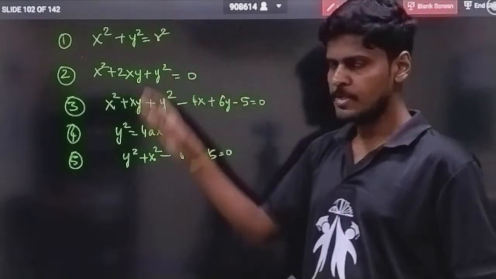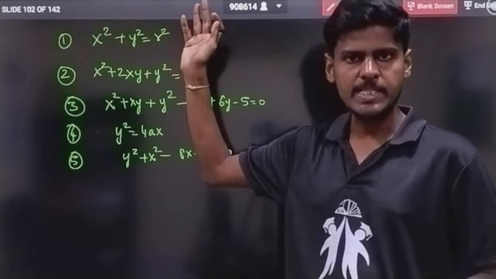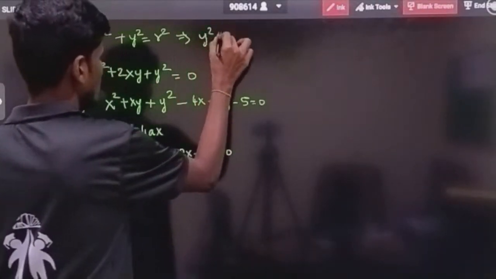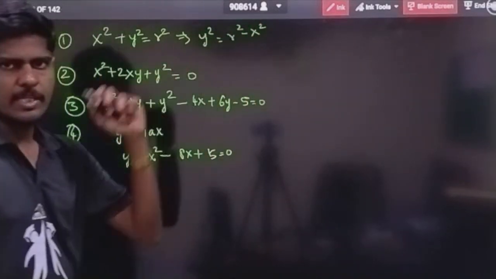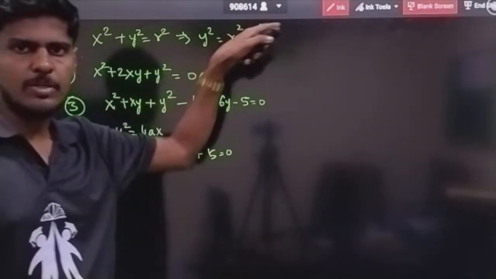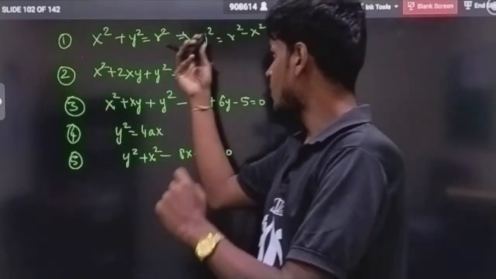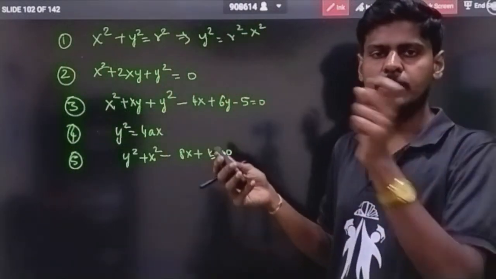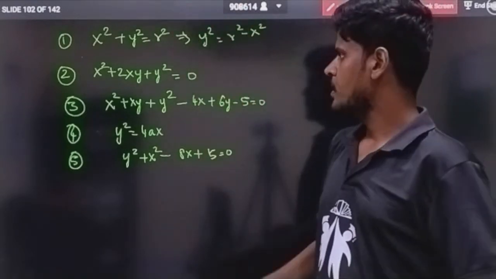By observation, here we can write y square equal to r square minus x square, which means y is equal to plus or minus square root of r square minus x square. What does that mean? It means we can write y in terms of x as a function of x. That is, this is an explicit function.